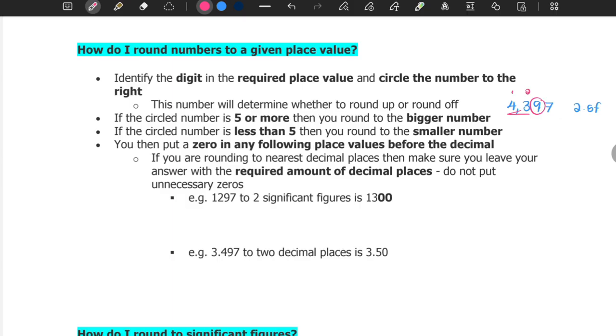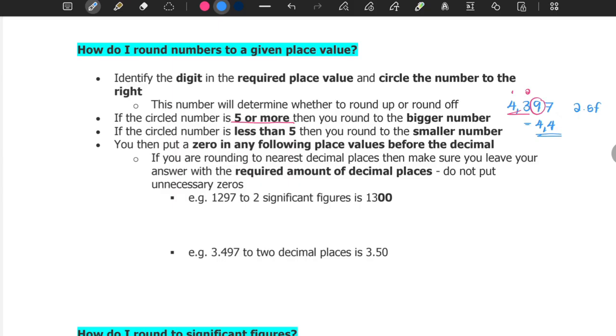So if the number circled is 5 or more, then you round to the bigger number. So we round up, right? So just 2 significant figures, these will be 4 point. Because 9 is greater than 5, we then add 1 to 3, then it becomes 4.4. So 4.397 to two significant figures is 4.4.